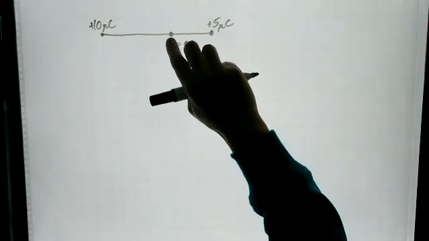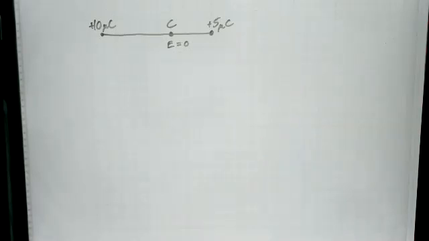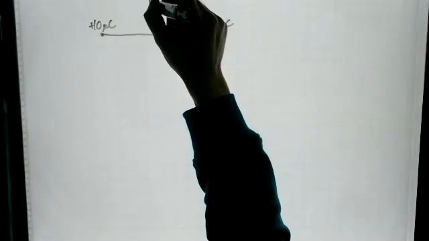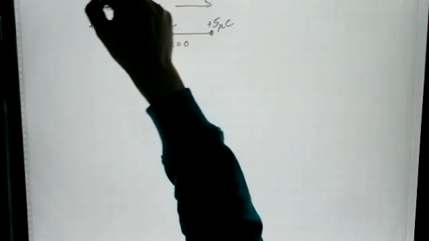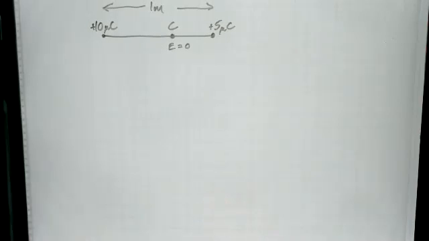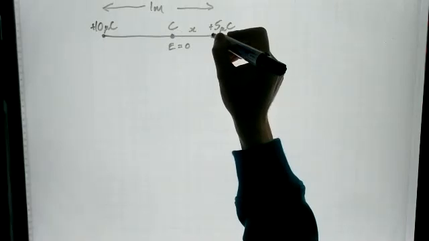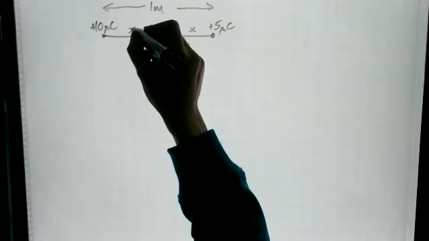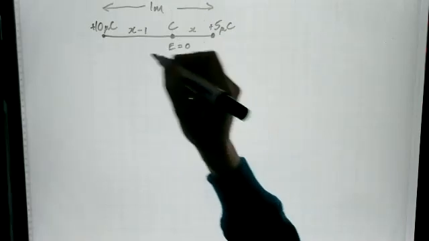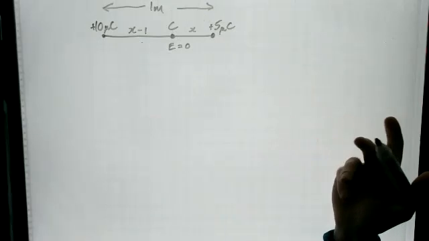Okay, so E, the electric field, equals 0. I guess this is 1 meter apart. So if this is a distance x from the first charge, then the distance from the other charge is 1 meter minus x. So the distances are in terms of x, and really what we need to do is solve for x.